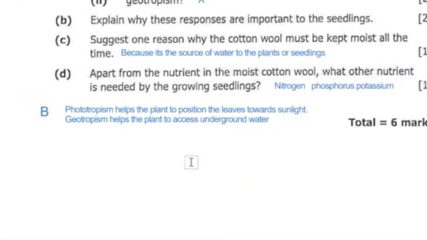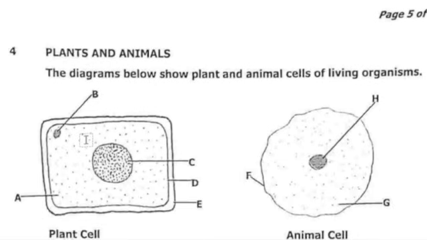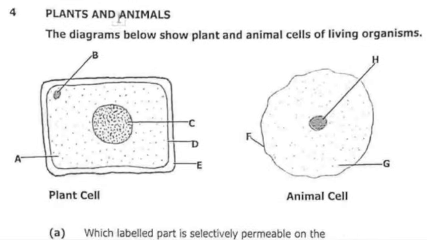We go to question number 4. I'm trying to be fast so that I don't waste your time. We do a lot of questions in a short period of time, so we go to question number 4. Question number 4 was coming from plants and animals, and the question was as follows. The diagram below shows plant and animal cells of living organisms.